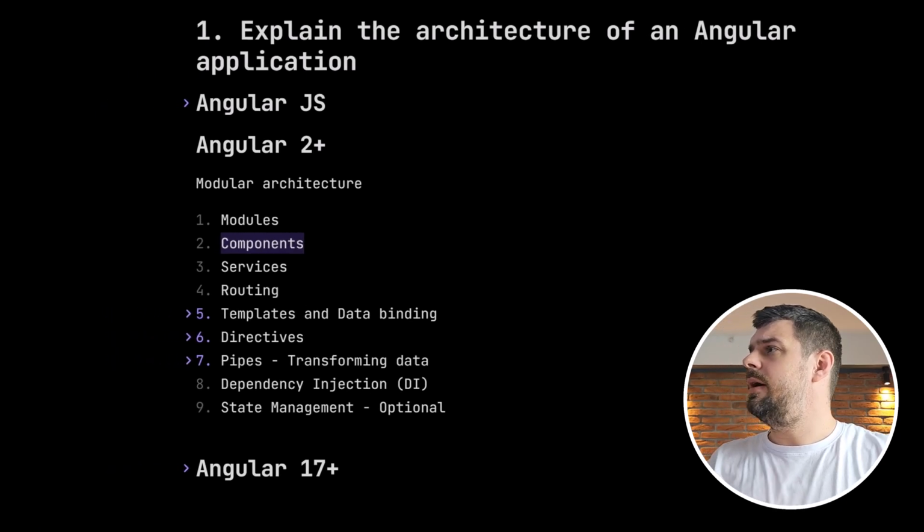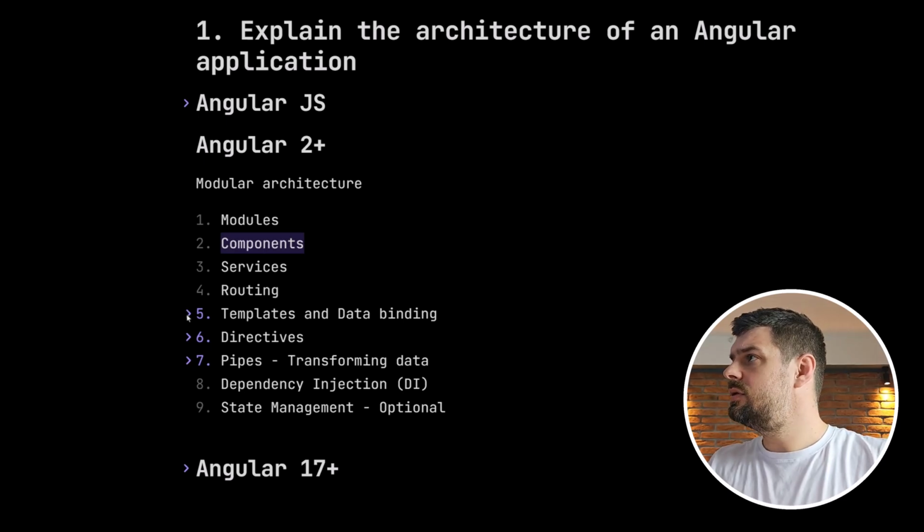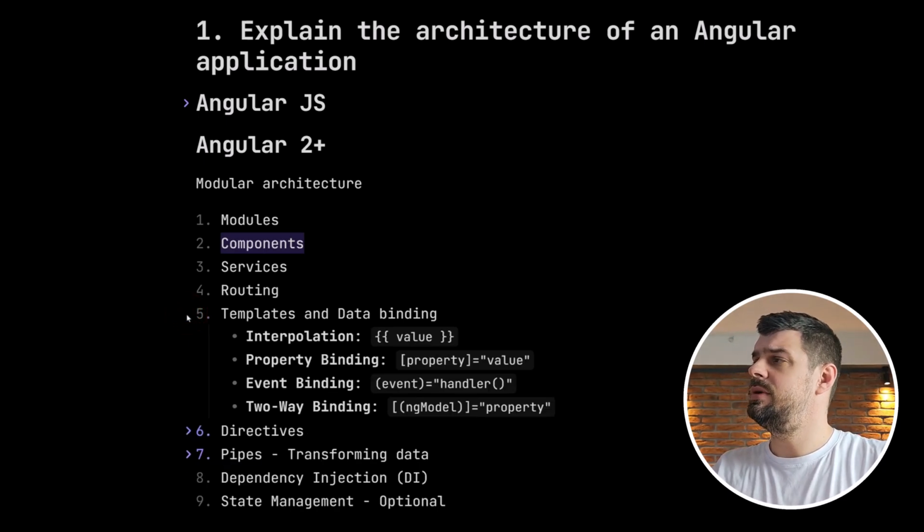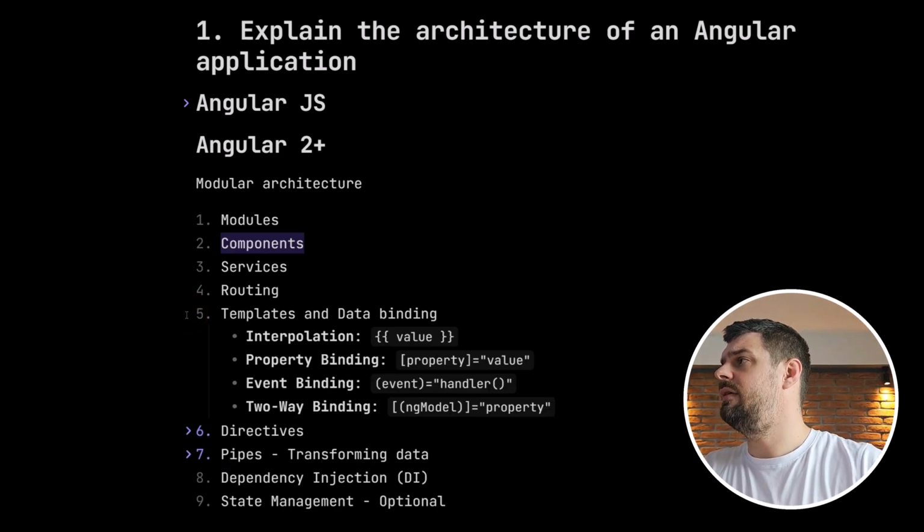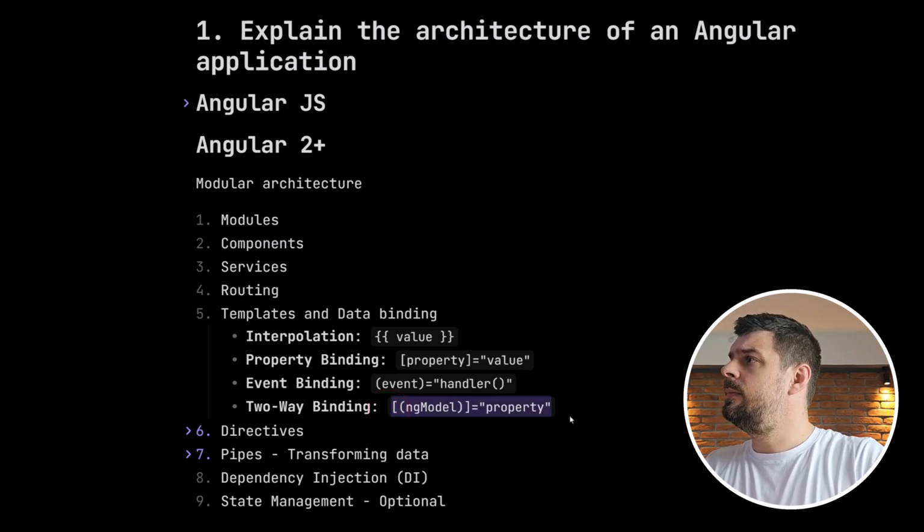Yeah, and we have templates and data binding also as a part of the modular architecture. So that means that we have interpolation, and we have property binding, event binding like this, and we have two-way binding written like this. So this is also part of the modular architecture.